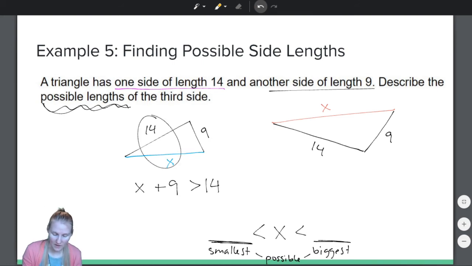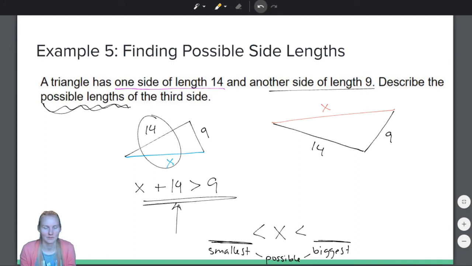Now, if I looked at these sides and I said x plus 14 needs to be bigger than 9, well, we know that's going to be true. 14 is already bigger than 9. So if I'm adding a positive number to 14, it's going to be bigger than 9. And I know x is a positive number because a side length can't be negative.